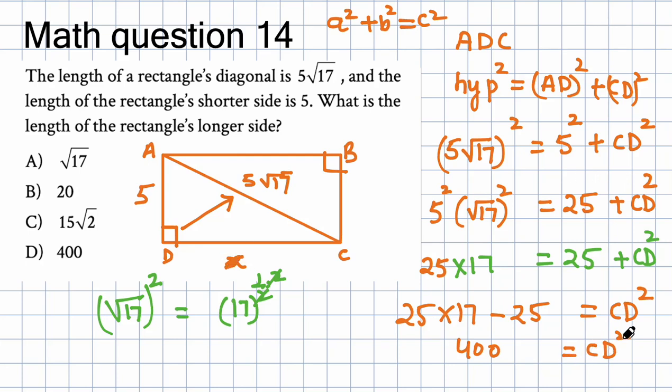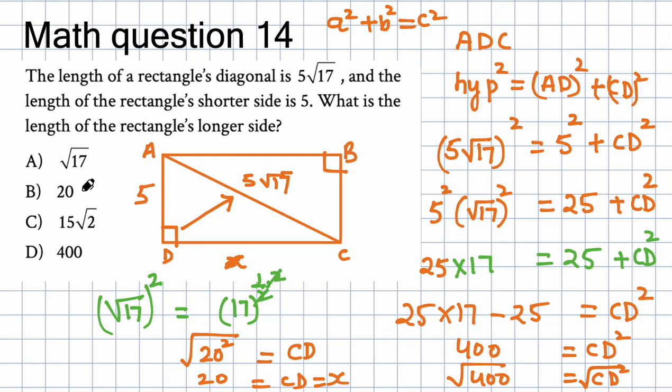Now I need CD and I have CD squared. So taking the square root of both sides, the square root of CD squared is equal to the square root of 400. The square root of CD squared is CD, and the square root of 400 is 20. So 20 is equal to CD. So side CD, or you can name it X, is equal to 20. That means B is the correct option.